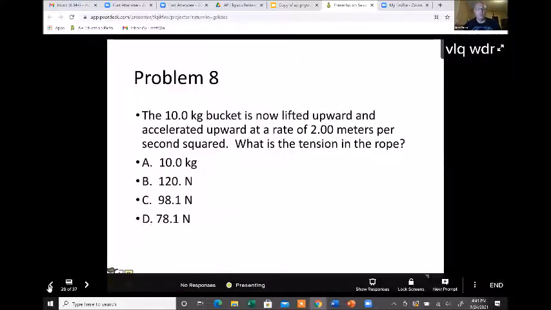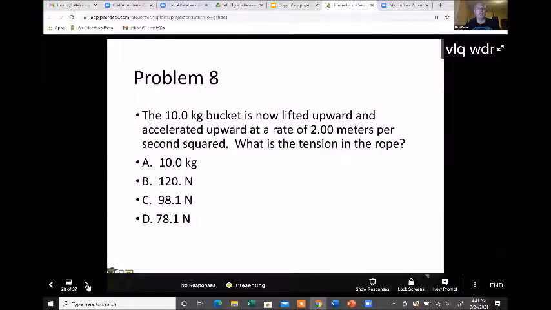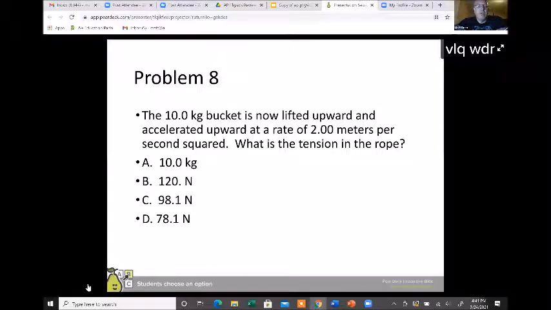Whoops. It wants to give you the answer here for some reason. Let's try again. All right, let's try this one more time. Hopefully you guys didn't catch the answer there.